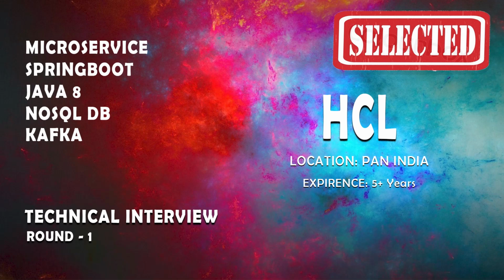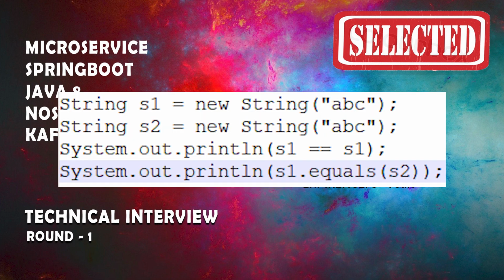So I'm pasting something in the chat box and you need to tell me the output for it. Okay, is that fine? Okay. So S1 is initialized with a new and S2 is also initialized with a new. So first will be false, second will be true.